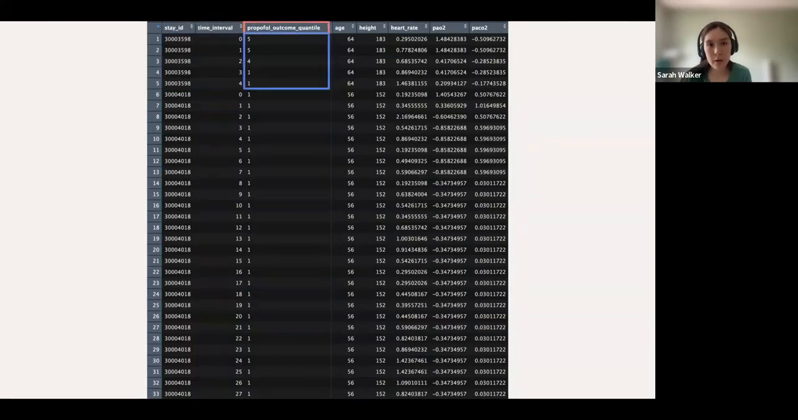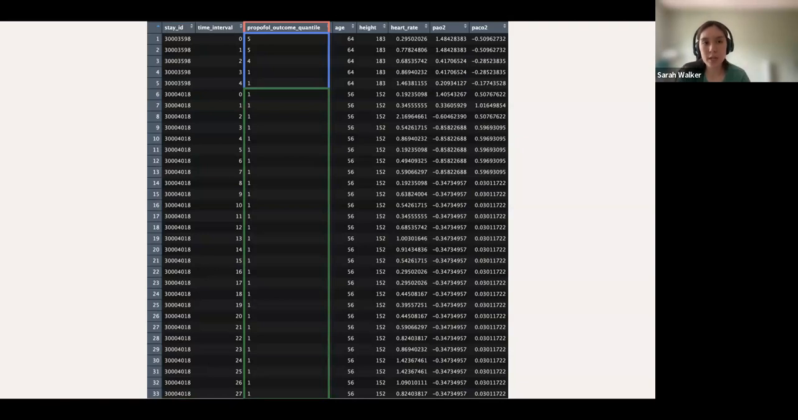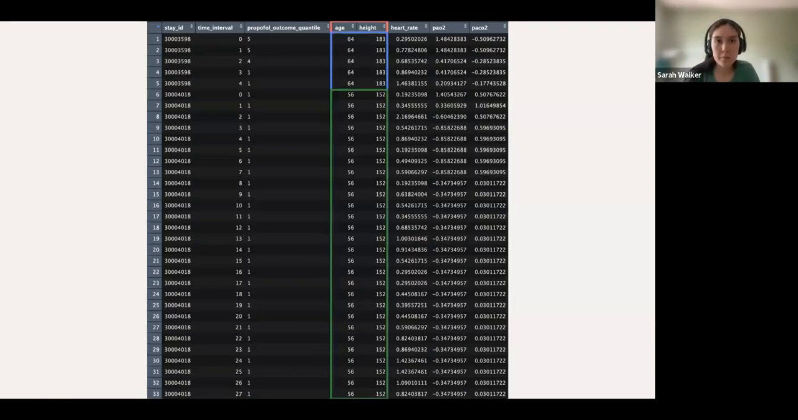And then we have our outcome. So the first patient, I'll talk more about the quantiles in a bit, but essentially the first patient starts off with receiving quite a bit, and then that decreases, and the second patient is sort of at a steady amount. So then we have our age and height. These are examples of our baseline variables. And as you can see, the age and height values don't change for that patient's time intervals.